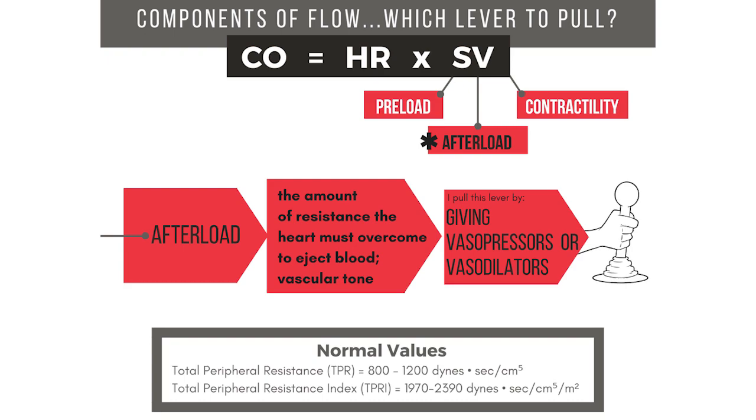The lower the numbers, the lower my resistance. The higher my numbers, the higher my resistance. If I want to add resistance, I give a vasopressor. If I want to decrease resistance, I either reduce my vasopressor or I give a vasodilator.